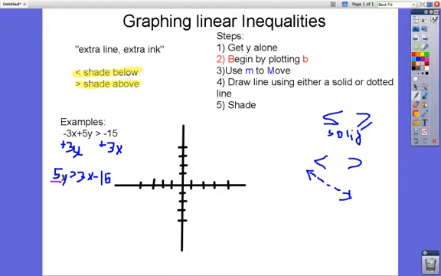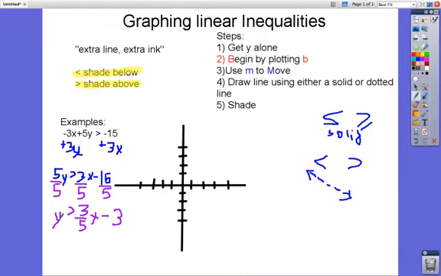So when we divide by 5, we have to remember to divide everything, because we have two terms over here and they both need to be divided. So we divide by 5. Okay, we're dividing by a positive, so the sign will stay the same. We don't change it. So we have y is greater than 3/5 x minus 15 divided by 5 is 3, so minus 3.